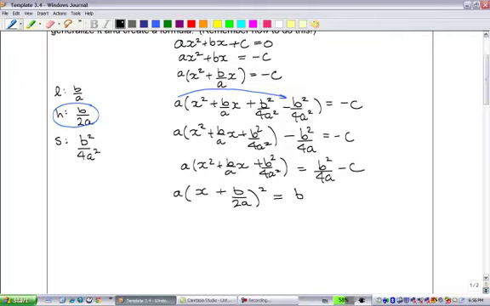And on the right hand side, let us find a common denominator here. So it would be 4a over 4a times c, so that we can end up with a common denominator of 4a.